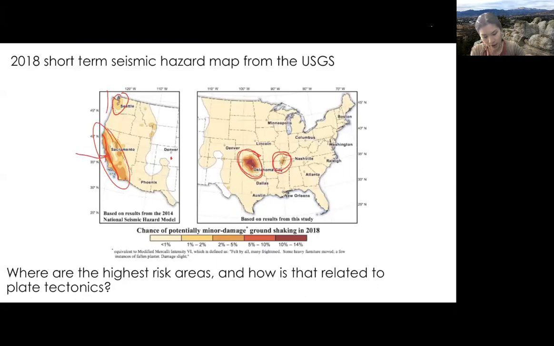And in this last spot, there actually is some tectonic activity in the middle of the United States, though it's fairly inactive. You can see the percent here is 2 to 5% of minor ground damage. So it's not very active, but there are some tectonic structures in the middle of the US.